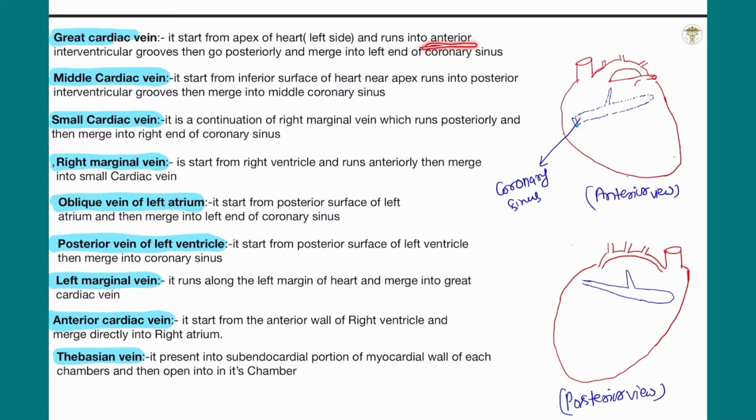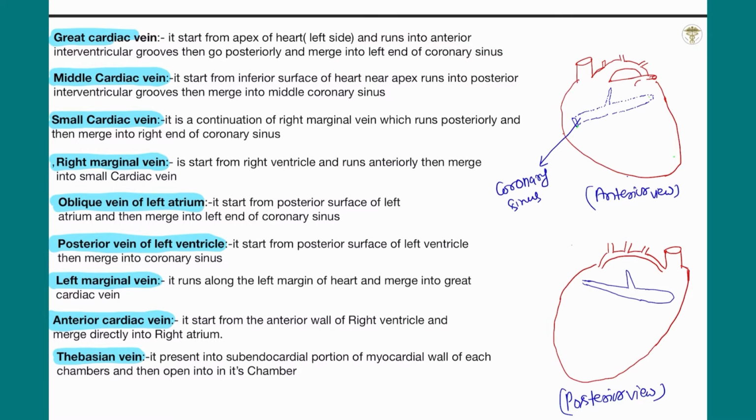Please learn this because in the exam it always asks in which groove these veins run, like the great cardiac vein, middle cardiac vein, small cardiac vein. So please learn this. The great cardiac vein runs in the anterior interventricular groove, then goes posteriorly and merges into the left end of the coronary sinus.